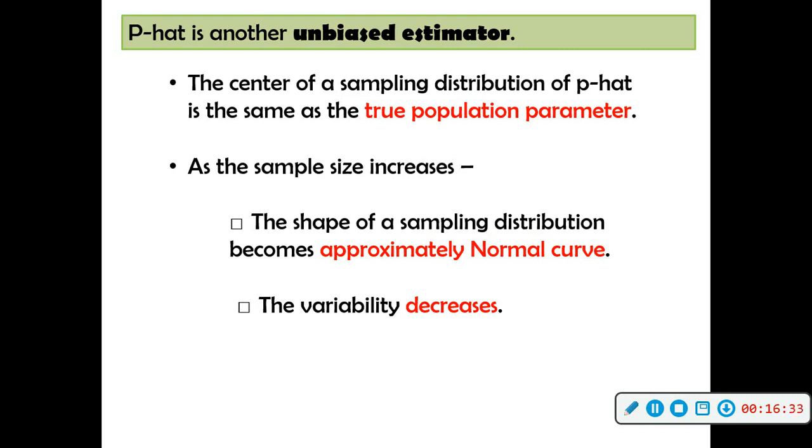So p-hat, a sample proportion, can be used to estimate what the actual proportion of the entire population is. When we increase our sample size, the shape of our sampling distribution gets closer and closer to being normal, and the variability of those proportions will decrease. So we have a lot of values close to the mean, and not a lot of variation away from that. Think about how powerful that is as we increase sample size. If we have an approximately normal curve, there's a lot of things we can do with that.